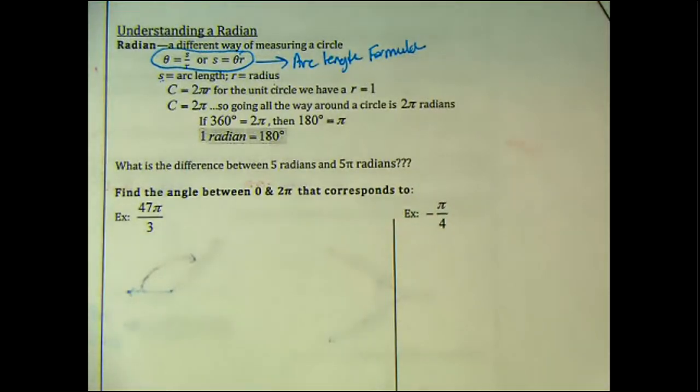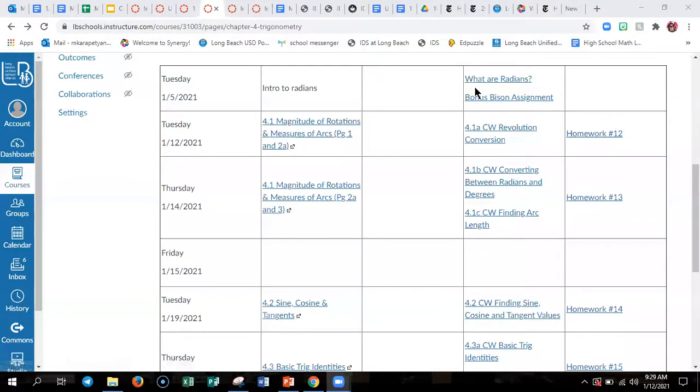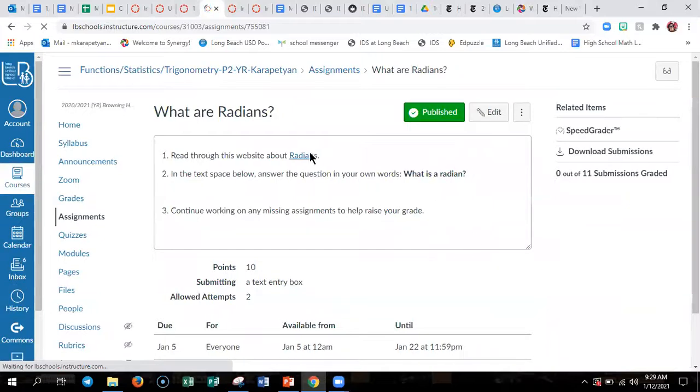Now, if you remember the article that you read about radians, the radian is essentially the ratio of your arc length versus your radius. It's a different way of measuring an angle, and it definitely uses your arc length. So if you remember, it was essentially this guy right here. What are radians?